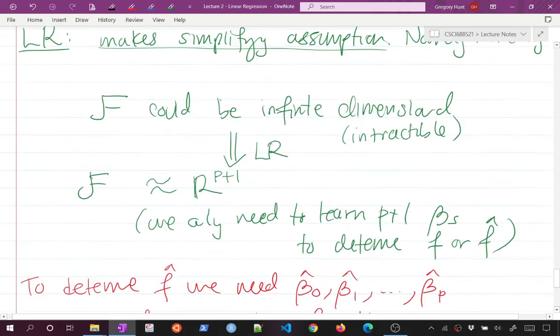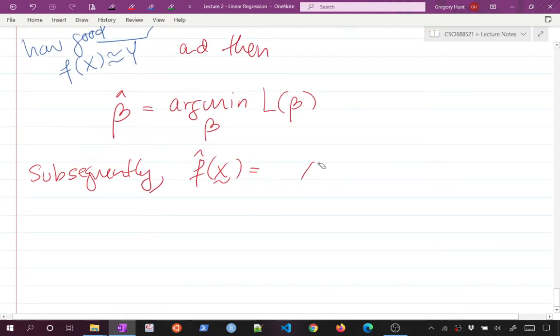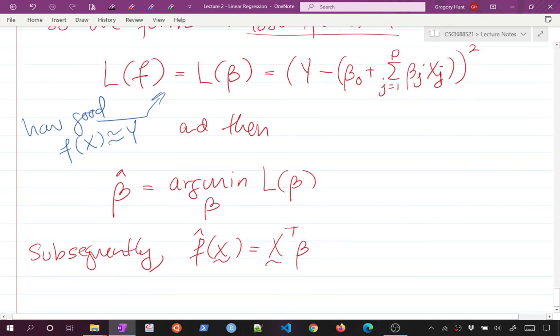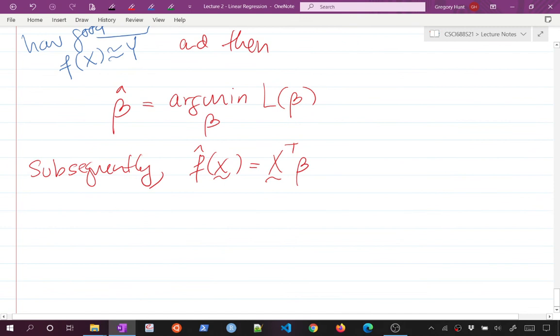Is that the way I wrote it before? I wrote it the other way. I said x tilde transpose beta. Okay. So notice I'm a little sloppy here when I write things like y and x. These are just generic y and x's.